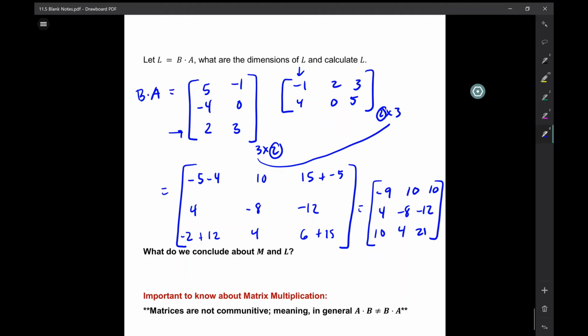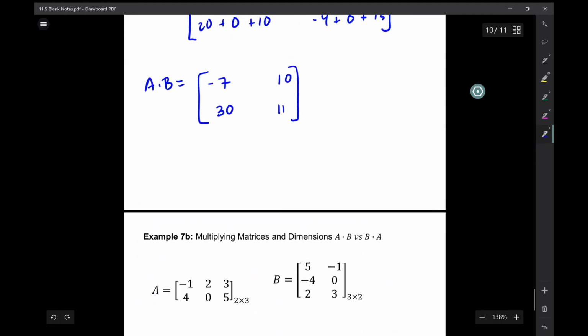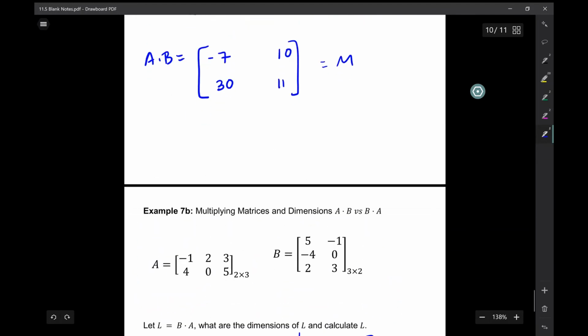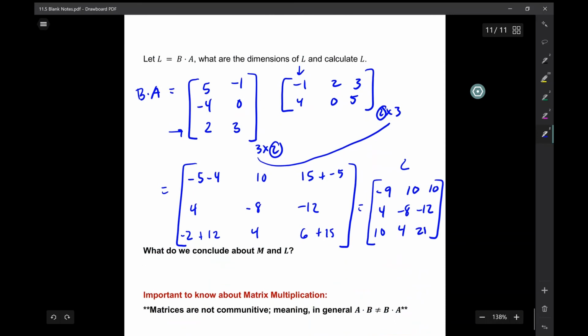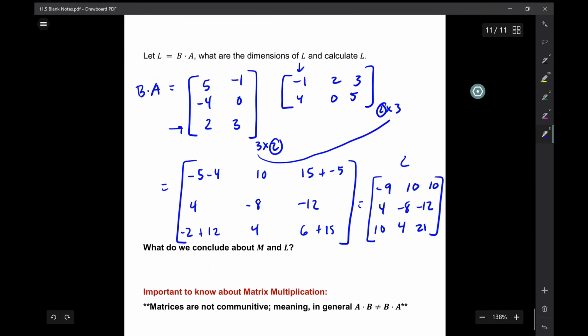So what can we say about multiplying matrices? Our first one, this is what we called L. This is B times A. And our first one was M. We called A times B. Those are not the same, right? So in matrix multiplication, we don't have the commutative property like we do in integer multiplication or real number multiplication or even polynomial multiplication. A times B is not necessarily B times A unless you have a very special matrix A. All right, so it's important which order you multiply.